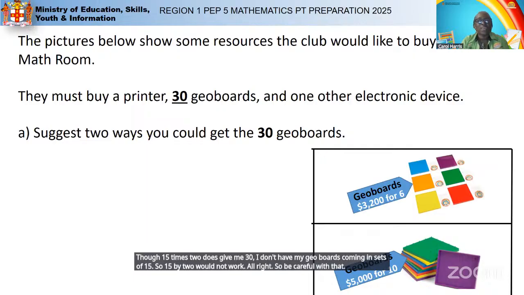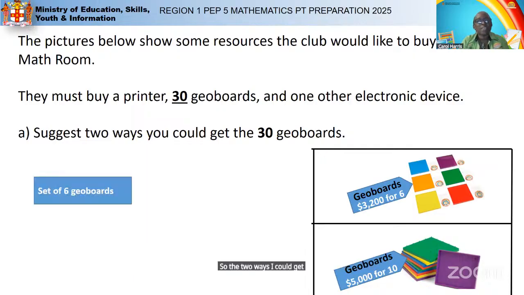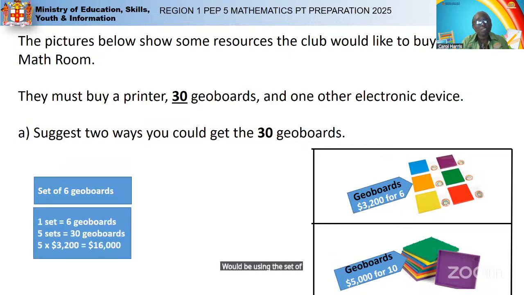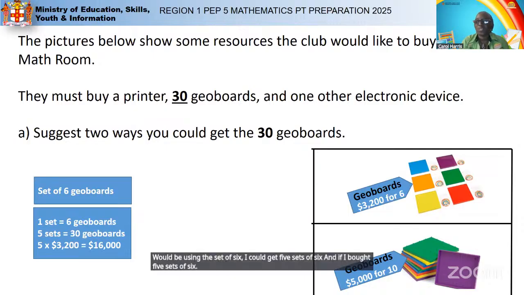So the 2 ways I could get my gearboards, as you've rightly said, would be using a set of 6. I could get 5 sets of 6. And if I bought 5 sets of 6, it would cost me $16,000.